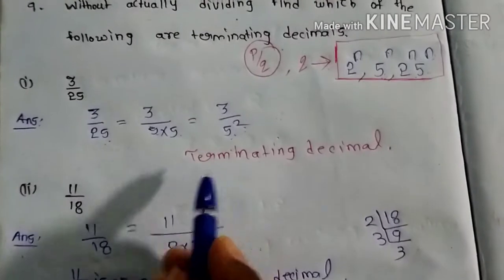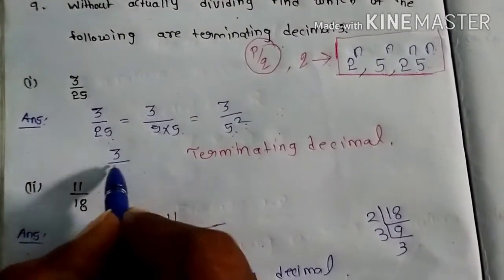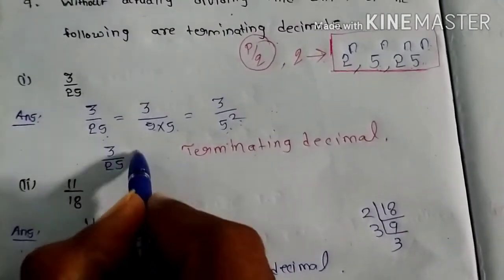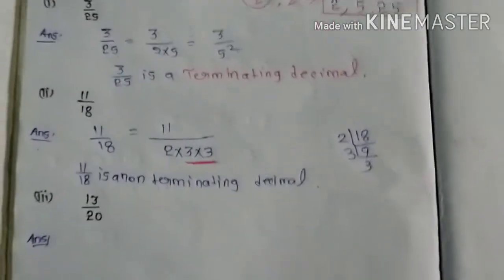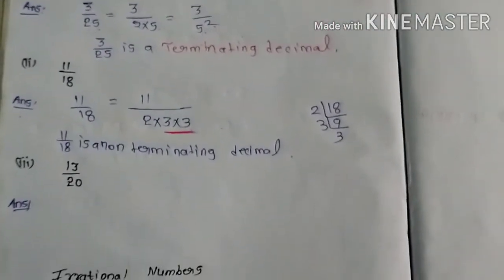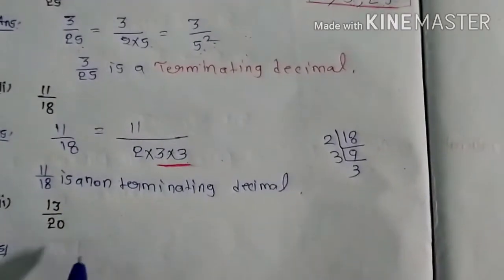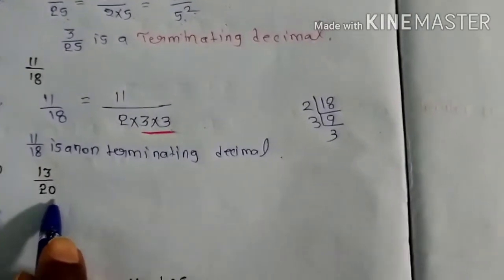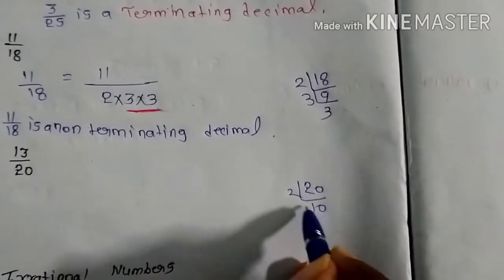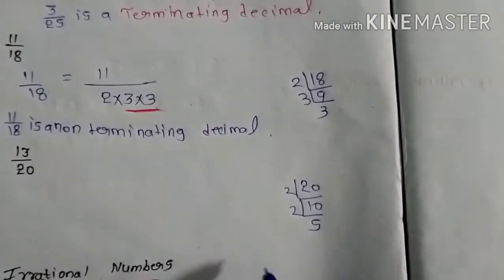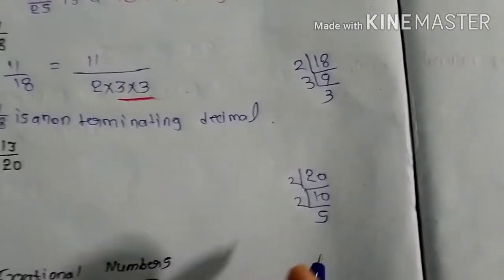Here also you can write 3 by 25 is a terminating decimal. I hope you understood this one. Very easy. Now you can see the next one here, 13 by 20. Just see, the denominator is how much? 20. 20 can be written as 2 tens are 20, 2 fives are 10. Yes or no?